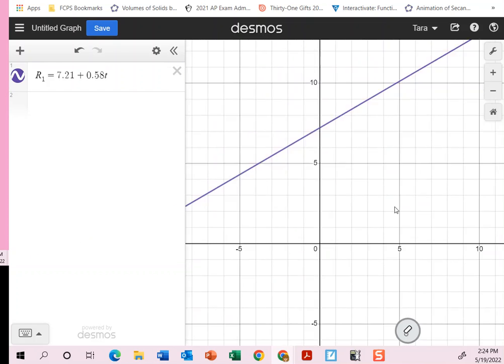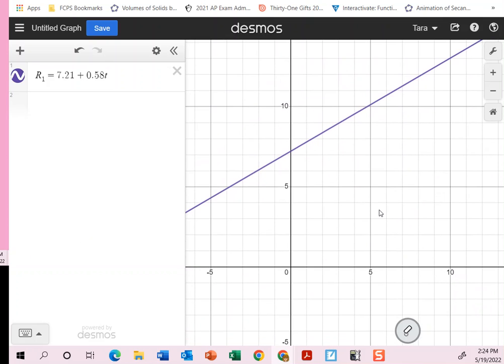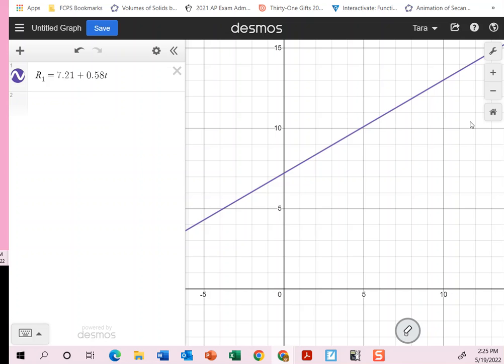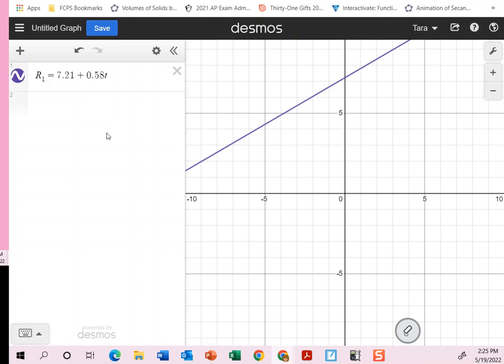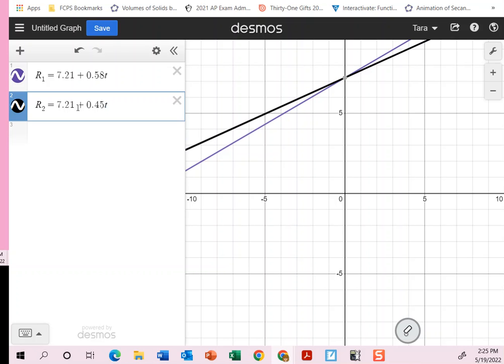I go back to my normal house zoom. That's not a bad picture. You know, zoomed in or zoomed out, you can definitely get more data. The little house takes you back to the normal, kind of like the Zoom 6 on a graphing calculator. R2 equals 7.21 plus 0.45 T. Okay.